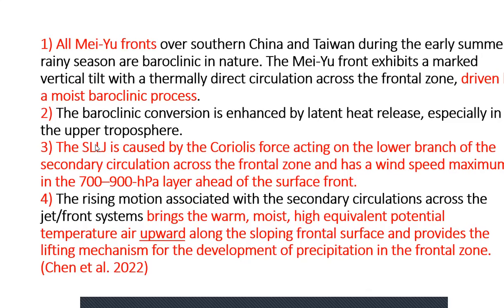And the LLJ is caused by the Coriolis force acting on the lower branch of the secondary circulation across the frontal system, with a wind maximum between the 700 and 900 millibar layer, and rising motion associated with the secondary circulation brings the warm moist air vertically upward.